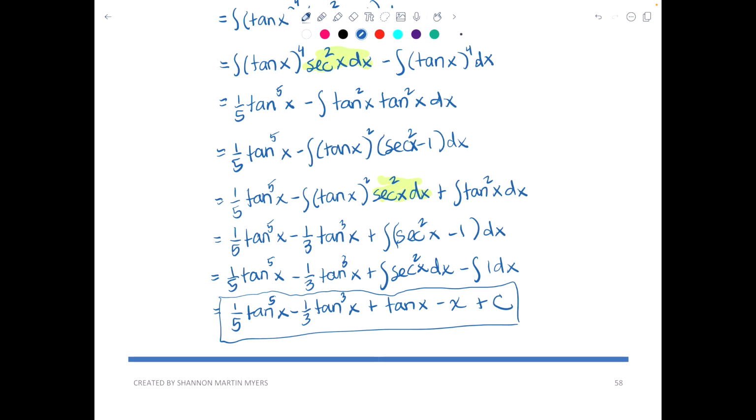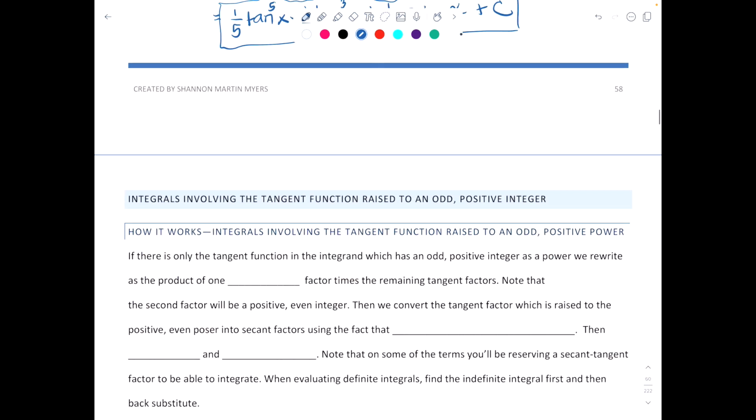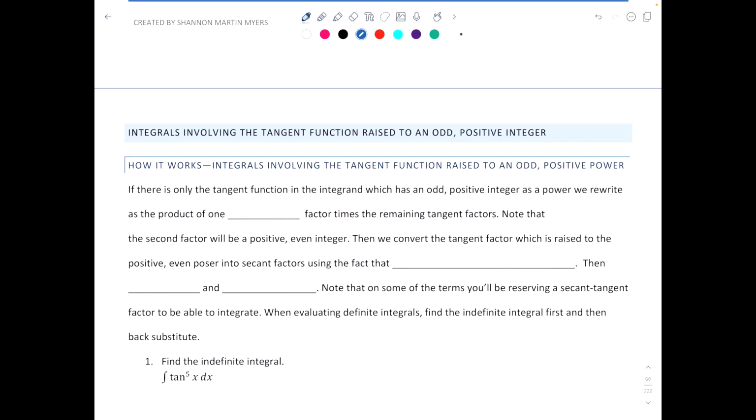You got this. All right, so now we're going into integrals involving the tangent function raised to an odd positive integer. So if there's only the tangent function in the integrand, which has an odd positive integer as a power, we rewrite as the product of one tangent factor times the remaining tangent factors. Note that the second factor will be a positive even integer.